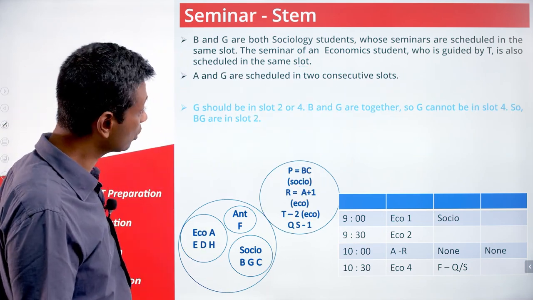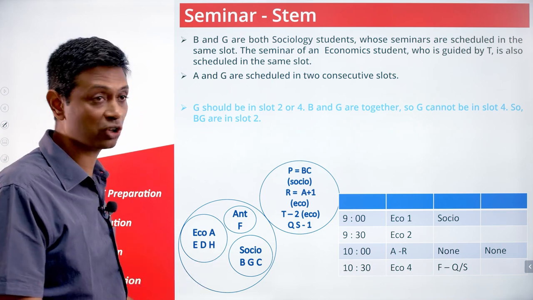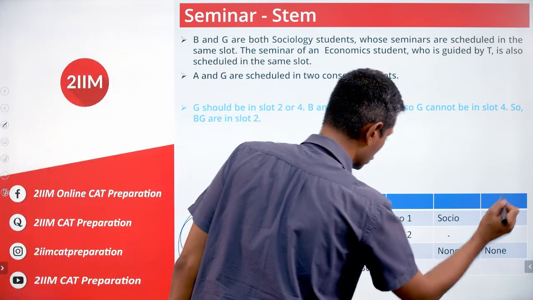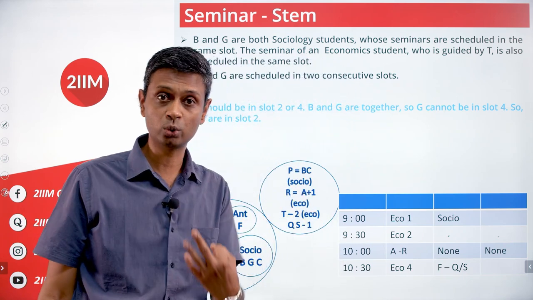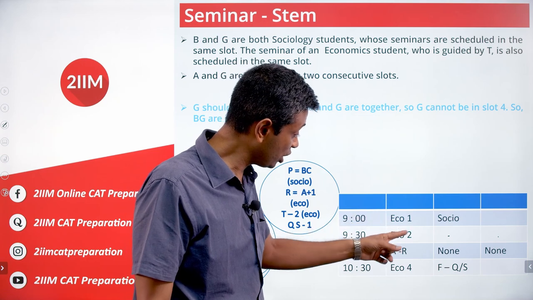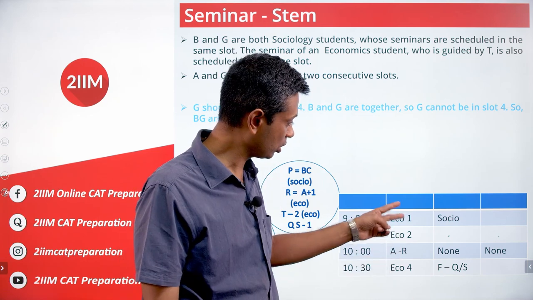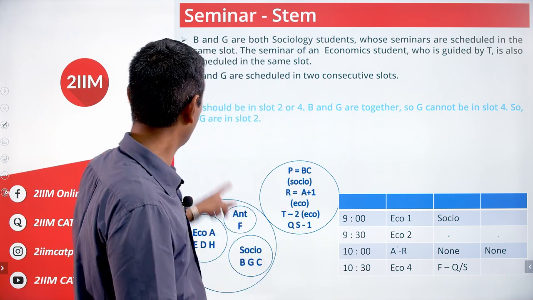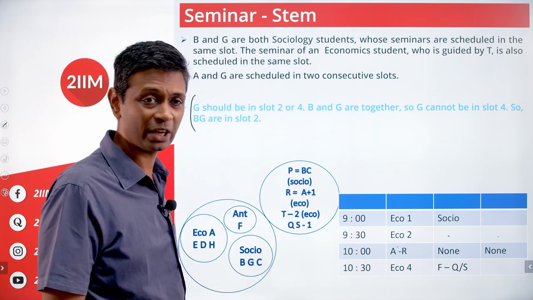G should be in slot 2 or 4. B and G are together, so G cannot be in slot 4, and so B and G go here. Slot 2 is the one with 3 students. We have 2, 3, 1, 2: 2 students in this slot, 3 in this, 1 in this, 2 in this, adding up to 8. Now, once we have this, everything else we can put in place.